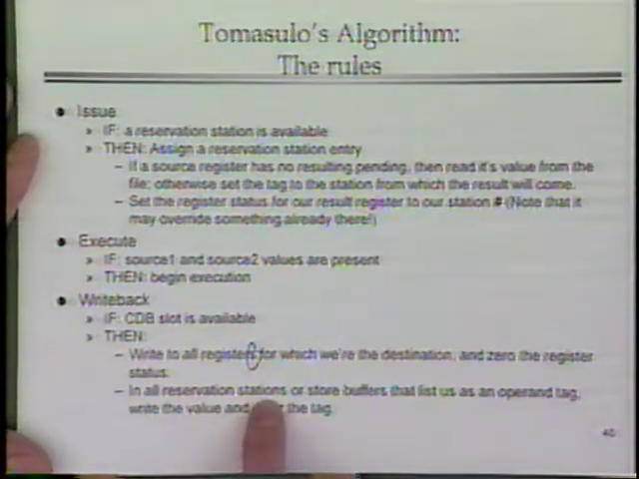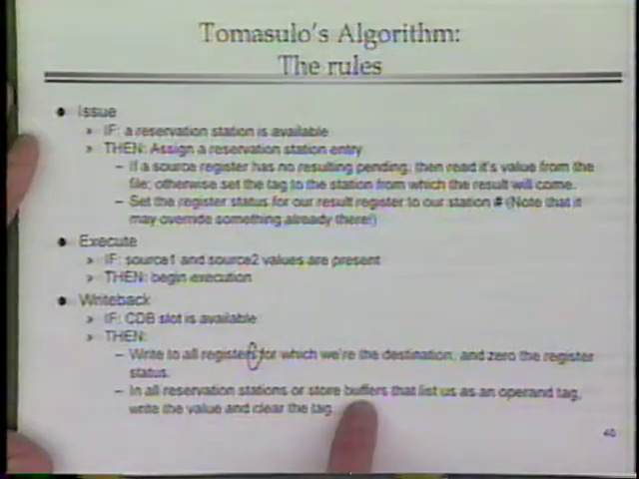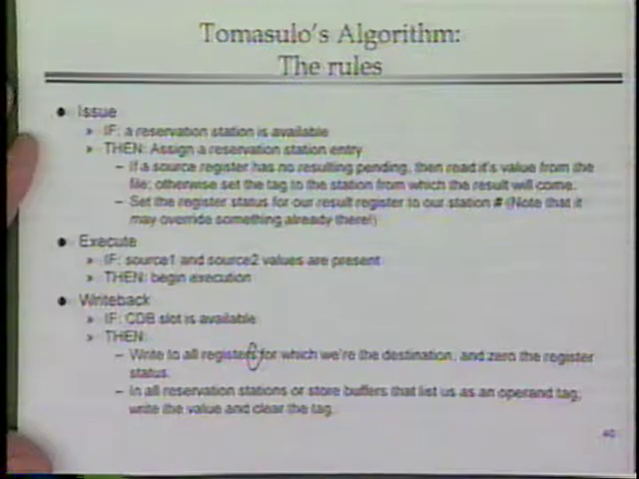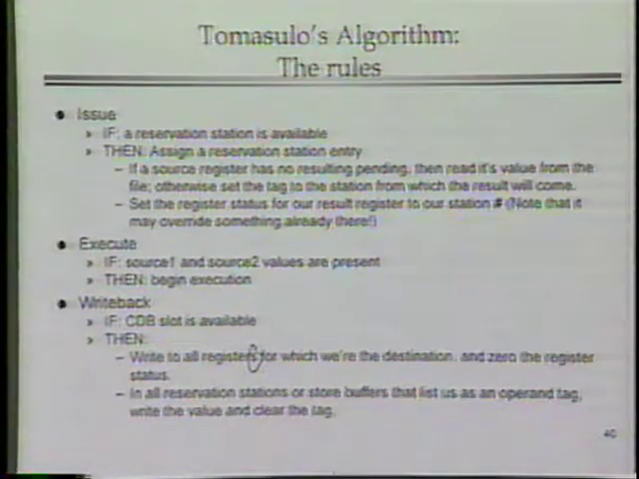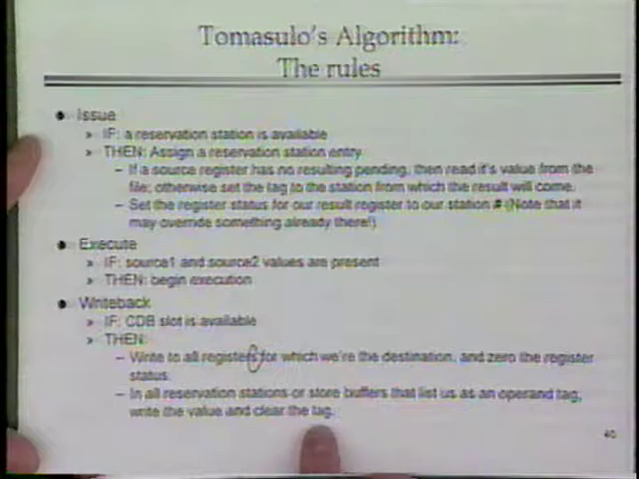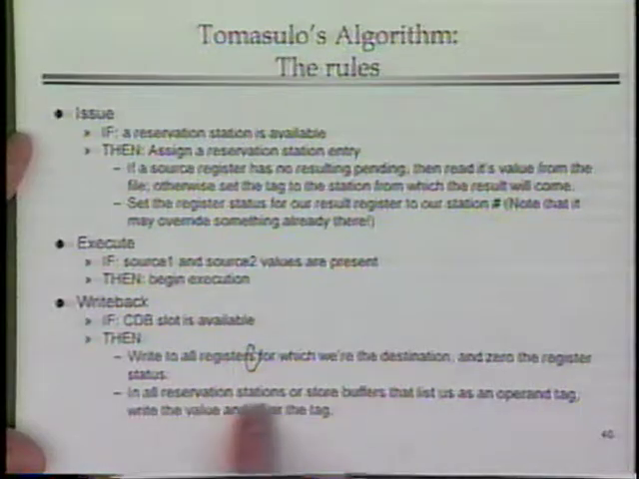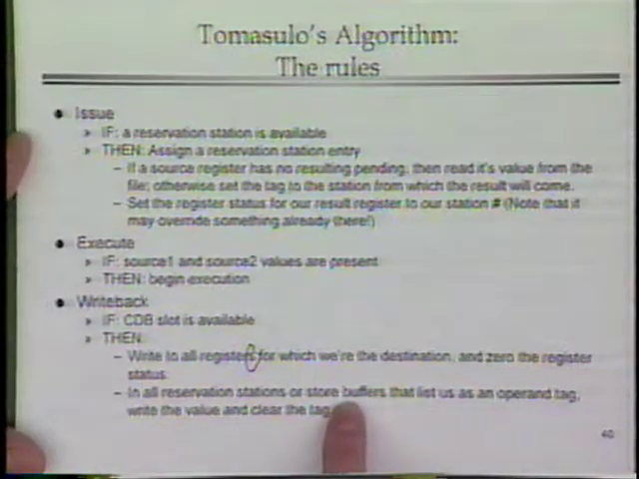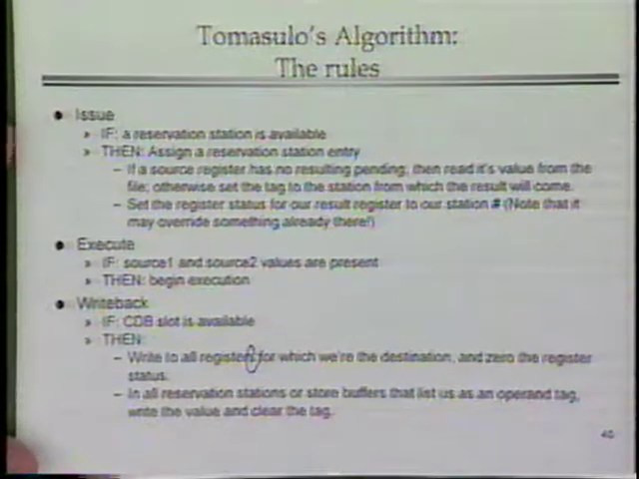It's certainly the case that there may be multiple reservation stations or store buffers that list us as an operand tag that are waiting for us to produce the result. Stores are just like operands for functional units in the same way that loads are like results for functional units. So the store table keeps track of either the value to be stored or the number of the reservation station that's going to produce that value. So when we broadcast on the common data bus, the store buffers grab the result if it's for them, and the reservation stations waiting for operands grab the result if it's for them.